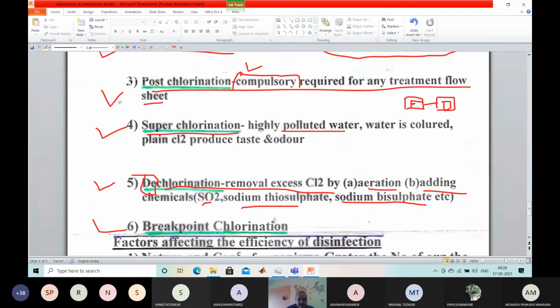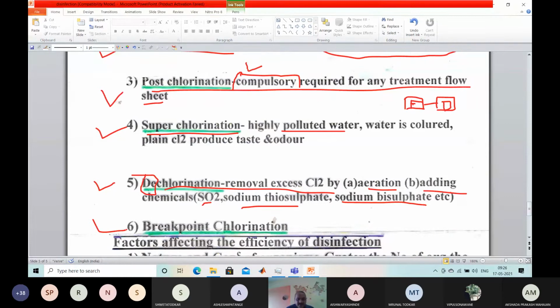First is what? Plain. Second is what? Pre. Pre means what? Before filtration. Post means what? After filtration. Okay. The post chlorination is compulsory. Pre-chlorination is optional. Superchlorination is applicable for polluted water, or if the water is colored.